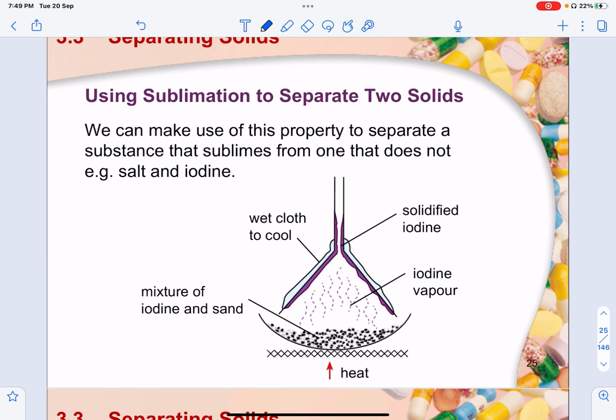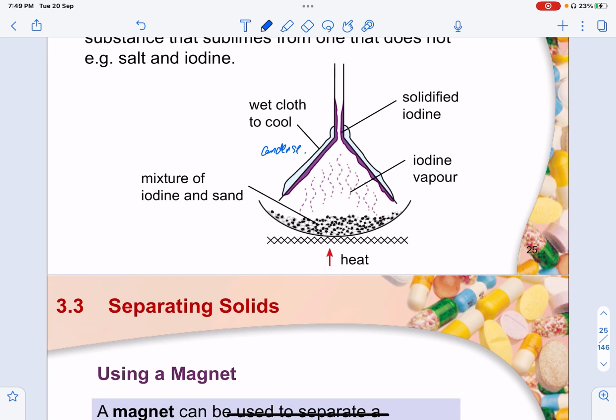One example is a mixture of iodine and sand. Why iodine? Because iodine has a lower boiling point than sand. So when you heat it, the iodine becomes a gas very easily. And we have a wet cloth to cool it. So you condense the iodine vapor and sometimes cool it further to form a solid, and then it will all stay near the funnel. Usually in this process, the melting point and boiling point of the substance tend to be very close to each other. That's why you are able to see this transition where they usually skip the liquid part.